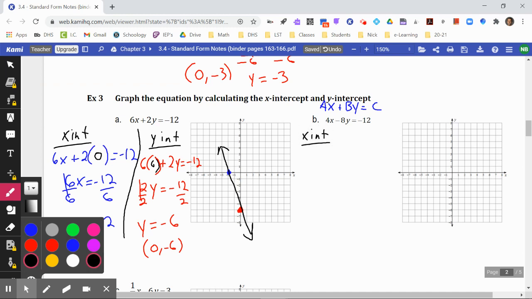So again, for my x-intercept, I'm just going to plug in 0 for y and solve for x, right? So really, when I plug in 0 for y, hopefully we saw a pattern here, right? My equation is just going to be 4x is equal to negative 12. All right, well, I can solve that by dividing both sides by 4. And we get x is equal to negative 3. All right, which means it's negative 3, comma 0 for my x-intercept.